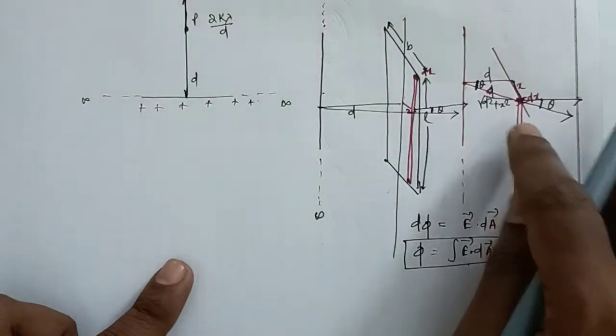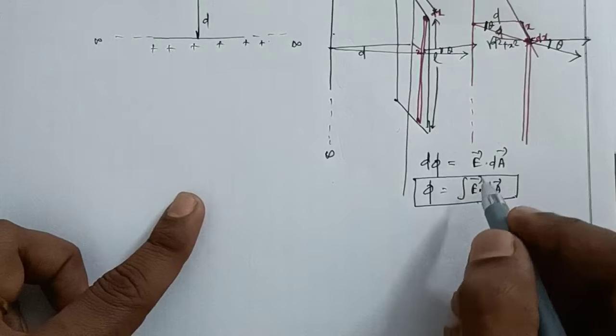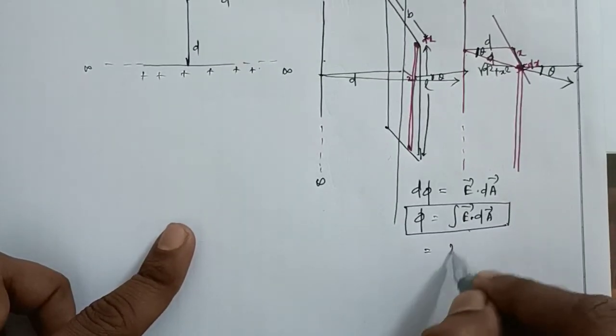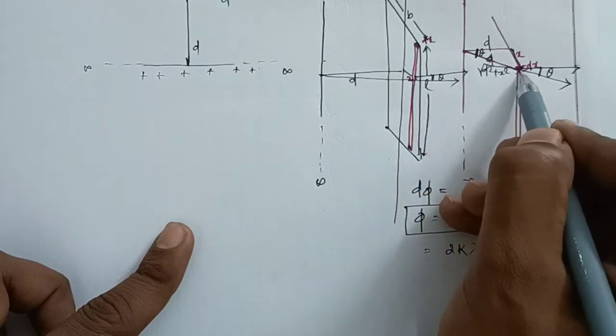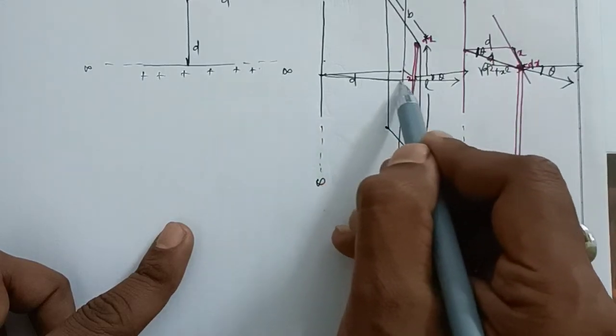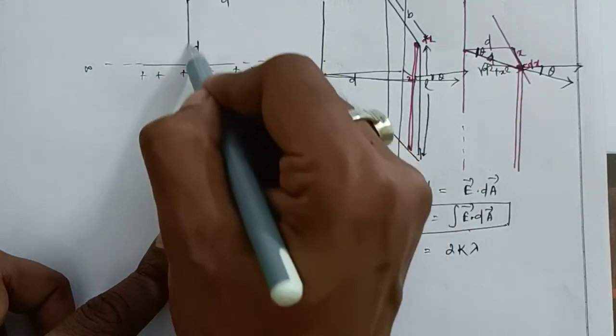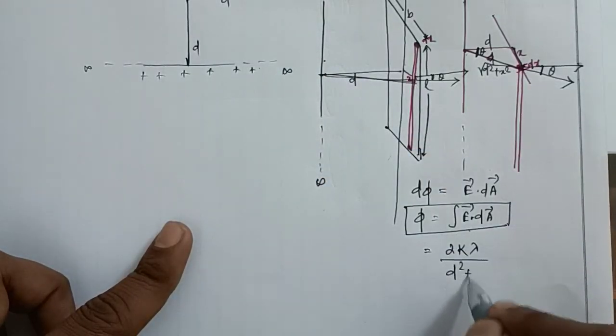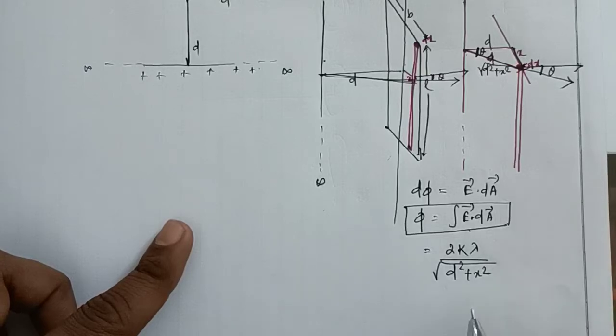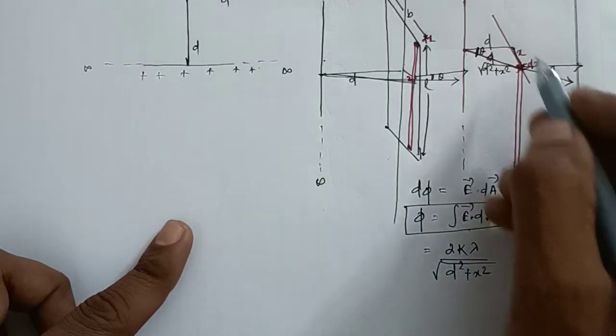Using the same concept here, I'll write my expression of electric field. The electric field is nothing but 2k lambda by d. Which distance is d? This distance. In this case, this is the distance, which is nothing but the square root of d square plus x square, and then dA. I'll write the area.